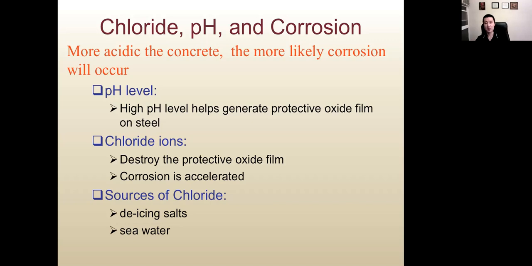Chloride ions, which may come in from de-icing solution or seawater, will destroy this protective oxide film, so corrosion will be accelerated. Again, more chloride ions, more acidic concrete, more corrosion.